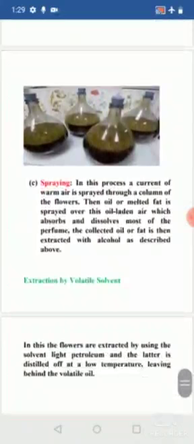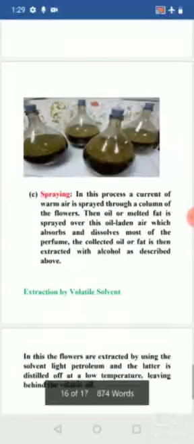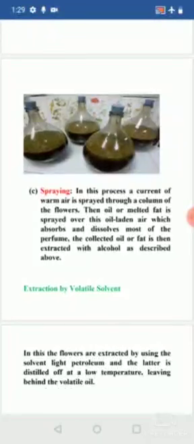Okay, so next is the spraying method. In this method you are going to spray warm air on a column of flowers. You take the column, place the flowers on it, and spray the warm air. Then you are going to spray the melted oil, and that is going to absorb the perfume, and the collected oil is then extracted with alcohol.